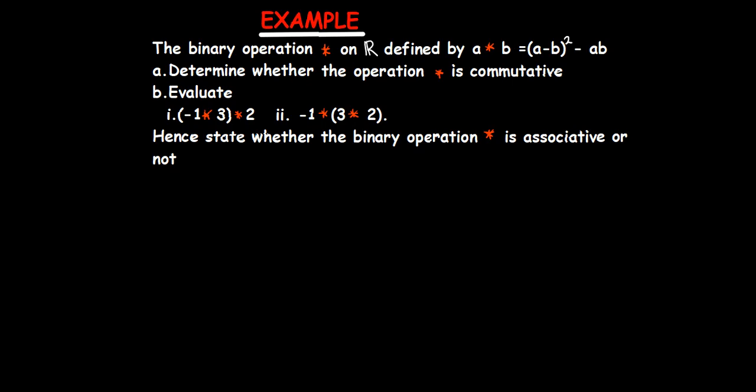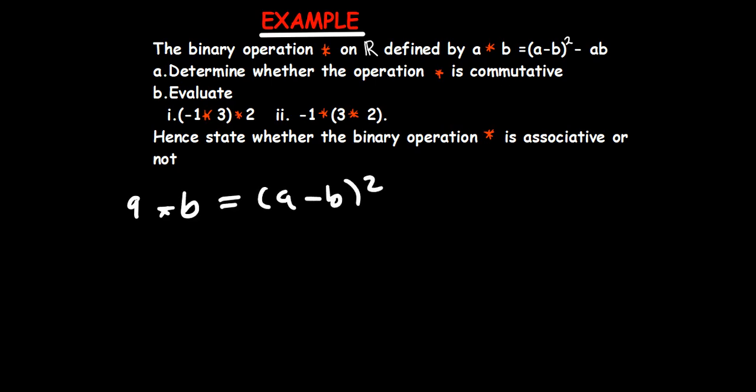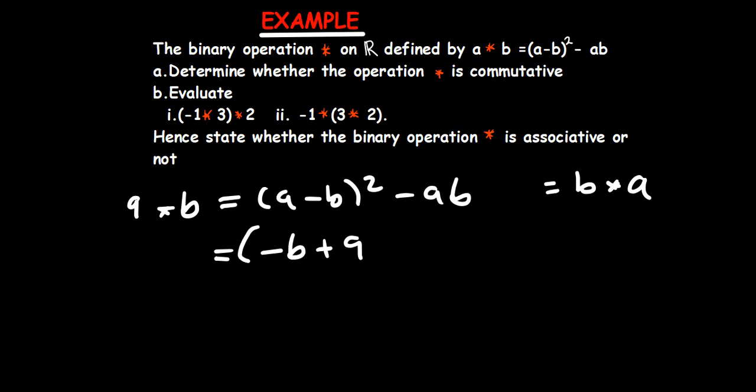So to show that it is commutative, if we have A star B, it's equal to A minus B squared minus AB. So from this same one, we must manipulate in order to get B star A. So how are we going to do that? Here you are going to swap. So you swap this, negative B, then plus A there. Then this here squared minus BA, like that.